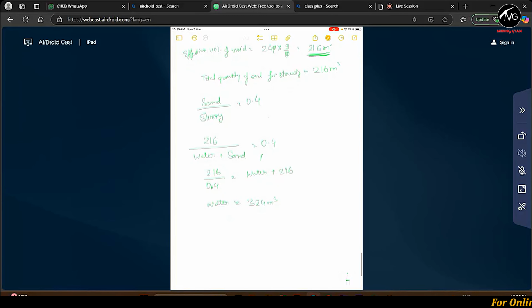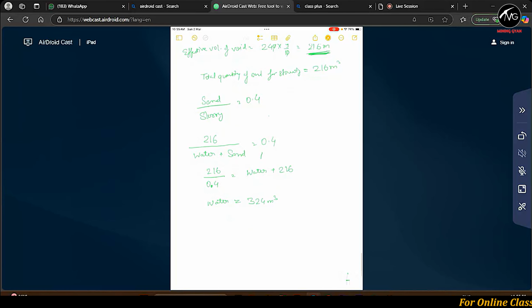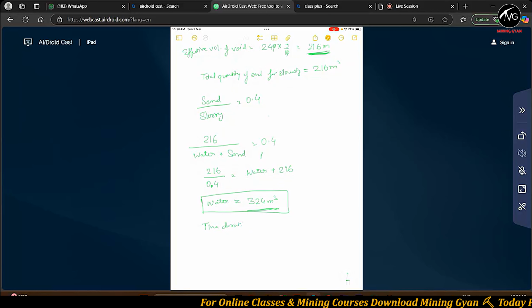Now the water that we need, along with the mixture of the sand, we need to fill the void. We need to pump this water along with the sand mixture in a duration of around, the time duration of the stowing, around 3 hours. So what will the hourly water consumption be?